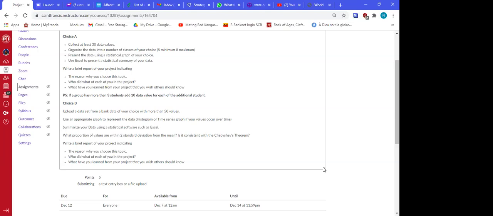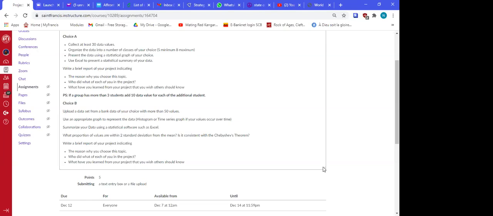If you are doing B, that is when you are collecting your data from online, there is another question here. What proportion of values are within 2 standard deviations from the mean? If you like, you can use that if you are doing A, as you are asked what have you learned. You can just give me the proportion of values that are within 2 standard deviations. For those who are doing it online, I am kind of imposing this, that you should do this type of investigation. Is it consistent with the Chebyshev theorem?